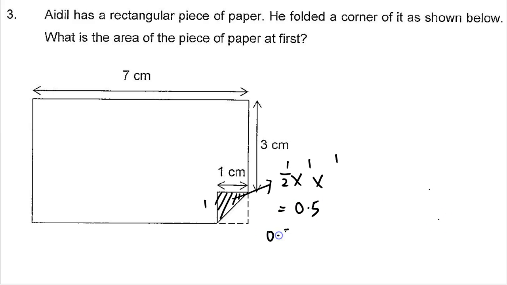Now you know that 0.5, when you double it, you get back the square, which is actually 1 square centimeter. Alright, so these are just little things for fun, for you to know. In the event that in exams a question where there's folding paper comes out, you would know that half a triangle gives you a full square.